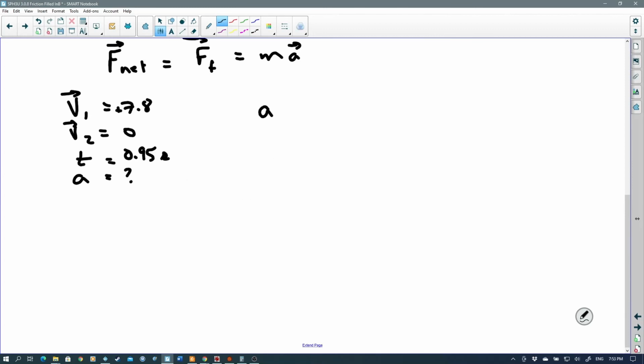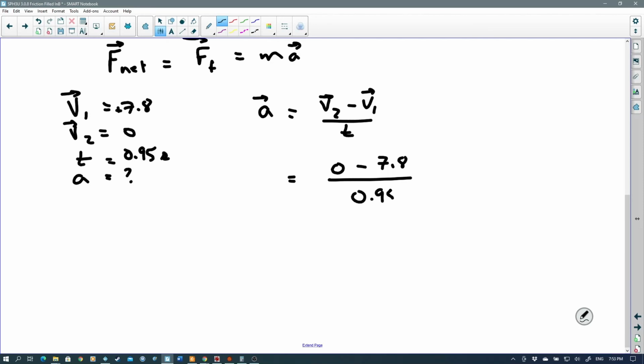Well, if you go back and look at some of the formulas from before, this is the formula that contains all of those variables. V2 is 0, V1 is 7.8, and our final answer you can already see is going to be negative, which makes sense because it's in the opposite direction of the motion in this case. Our time is 0.95.